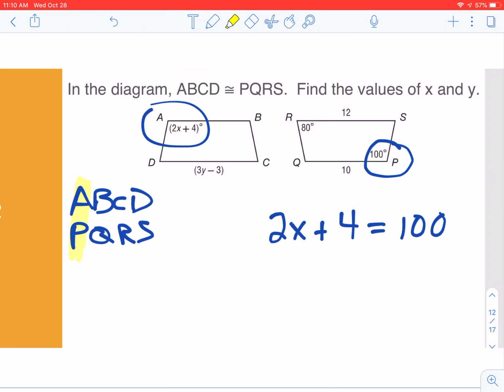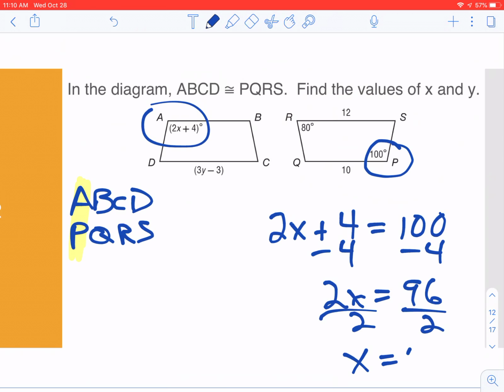In this picture that I'm going to circle in yellow is actually flipped over from ABCD. So PQRS is actually flipped over. Sometimes that's hard to see. So you got to follow your rules. And now we're going to subtract 4. 2x equals 96. Divide by 2, x equals 48.